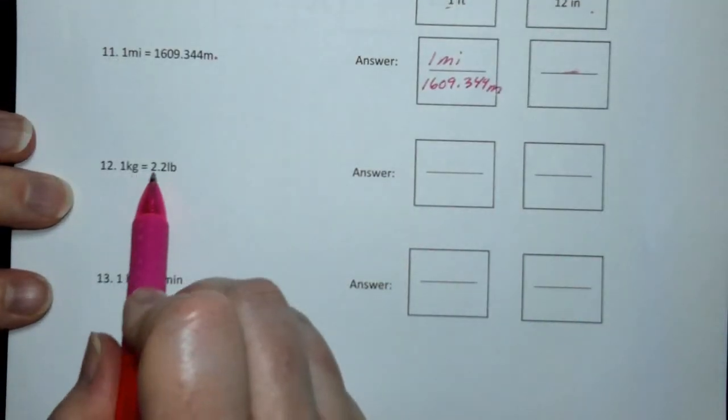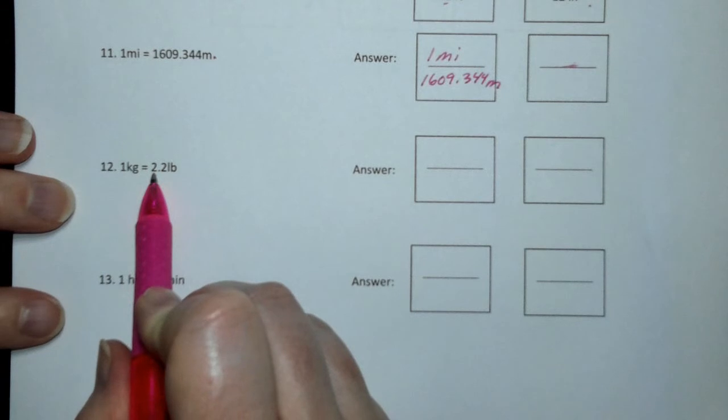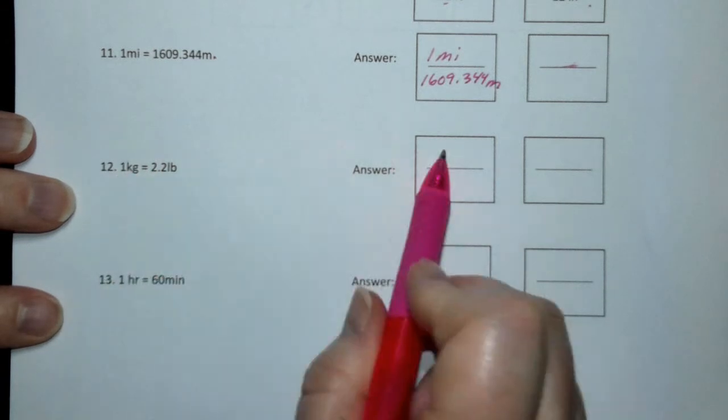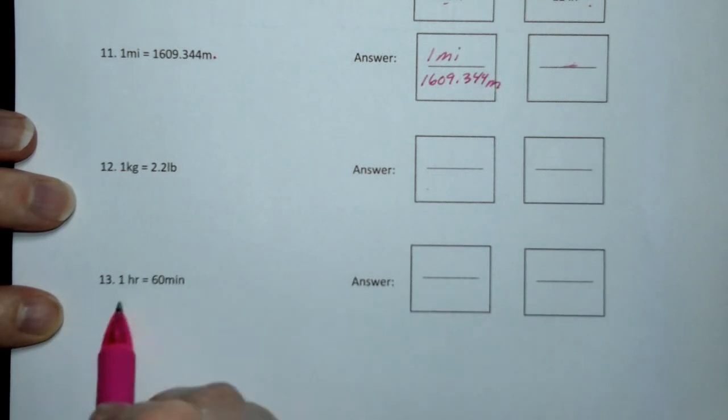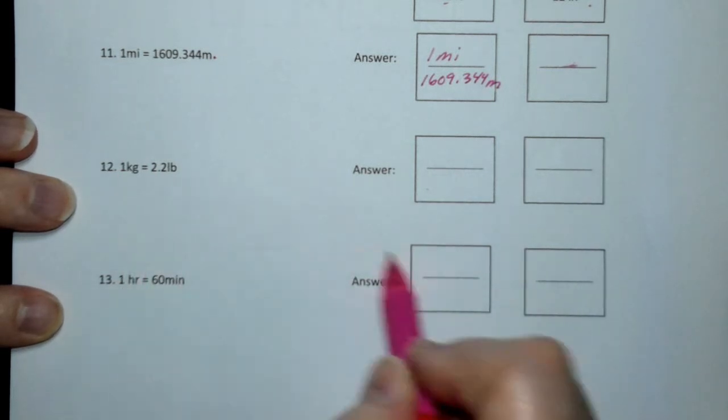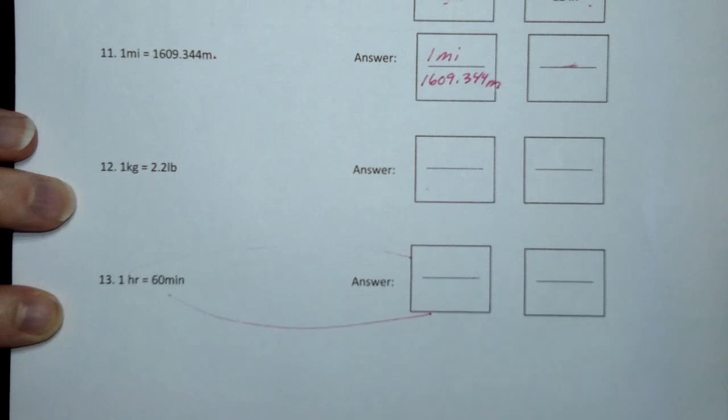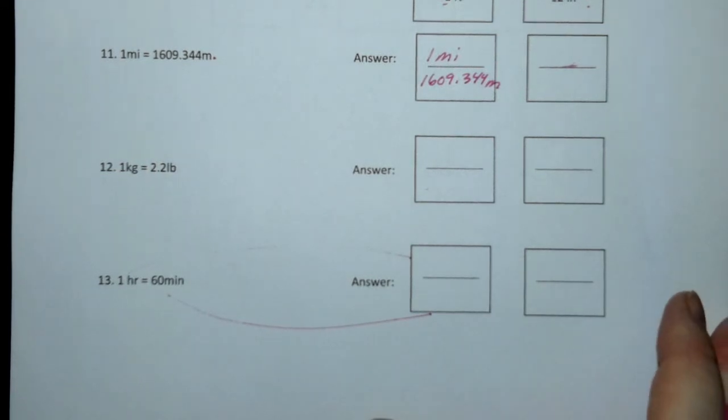Next one, 1 kilogram equals 2.2 pounds. All you have to do is make it a fraction and then make its reciprocal. Same thing here. Put your fraction in and then give its reciprocal because it can be either fraction. And we are almost there.